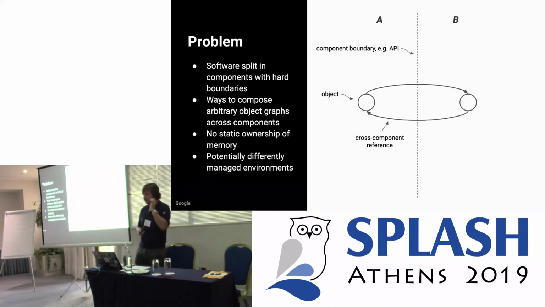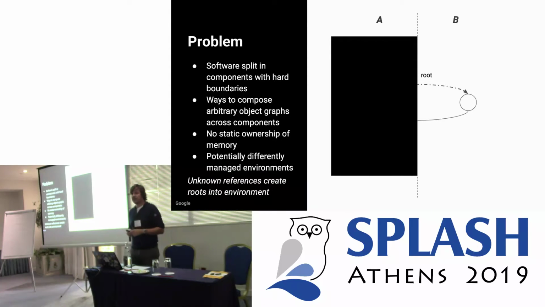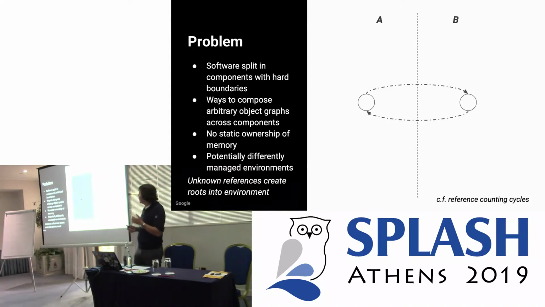So what can actually happen is that you have a component that works nicely in isolation, but there are ways to reference some other component. And from the perspective of component A here, anything that's incoming, whatever memory management system you use, you treat as a root. And obviously, you can play this trick vice versa. And what happens then is that you end up with reference cycles.